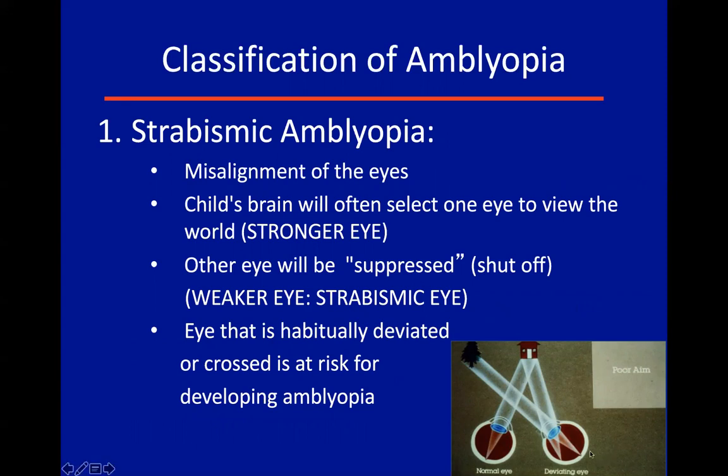And I think this picture shows it nicely. They should all be together, because this eye is deviated. It goes here, it sees something else. So you develop strabismic amblyopia.